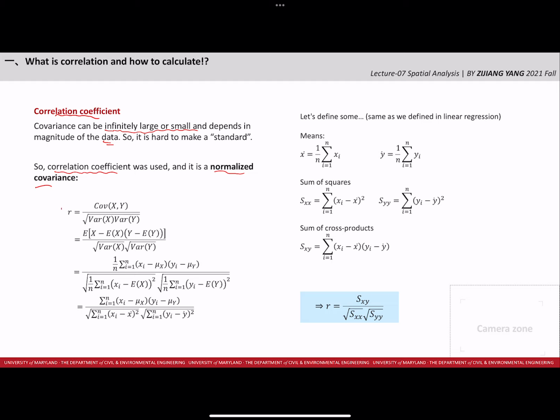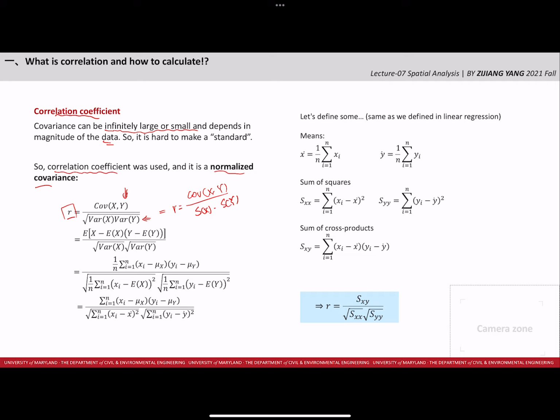The correlation coefficient is defined as the covariance divided by the variance of x times the variance of y, and then we take the square root. In other words, it equals the covariance of x, y divided by the standard deviation of x times the standard deviation of y. So if we have the data and we know how to calculate the covariance, and we also know how to calculate the standard deviation of x and y, then the correlation coefficient can be calculated by hand.